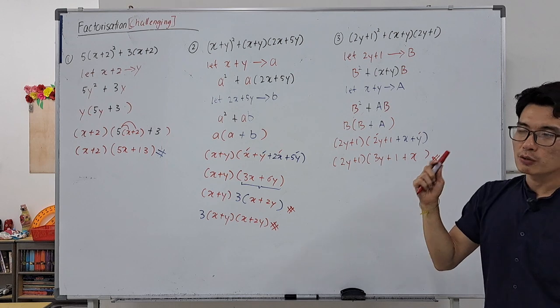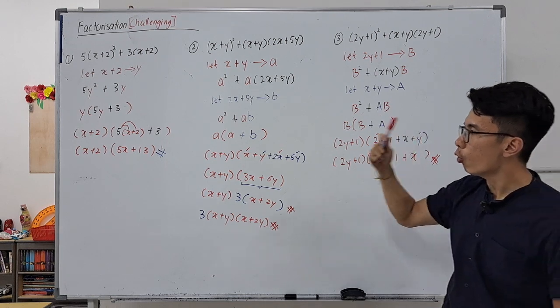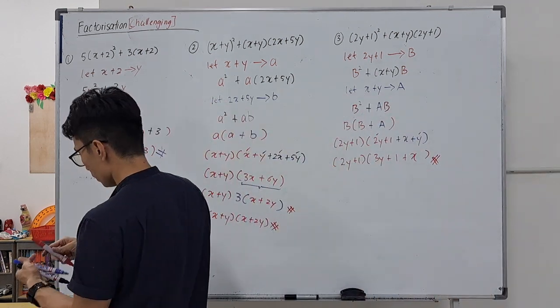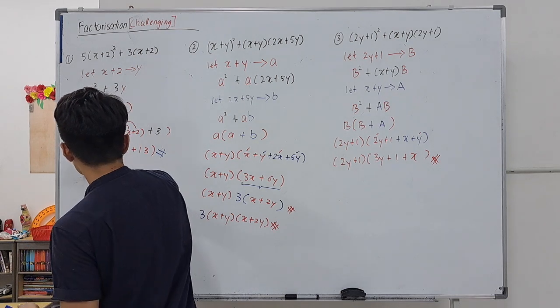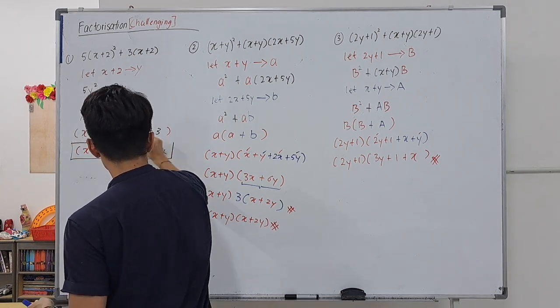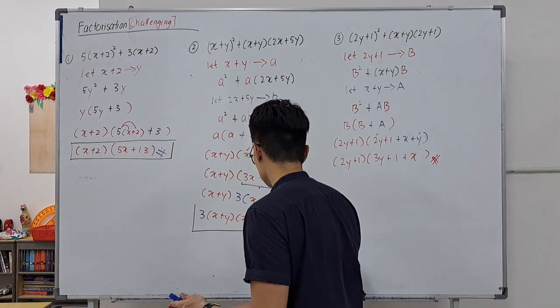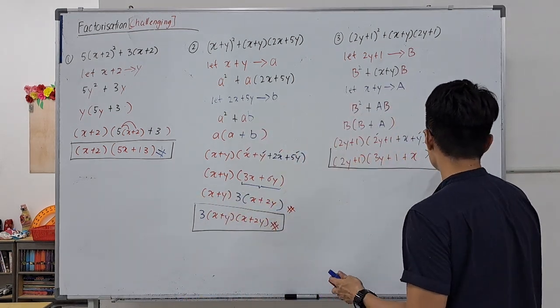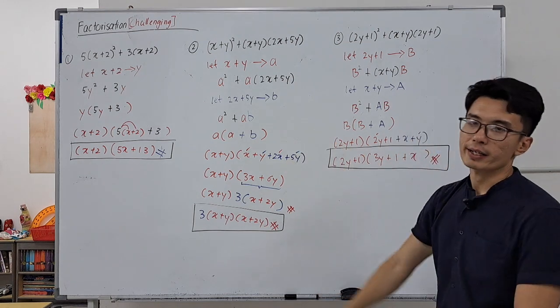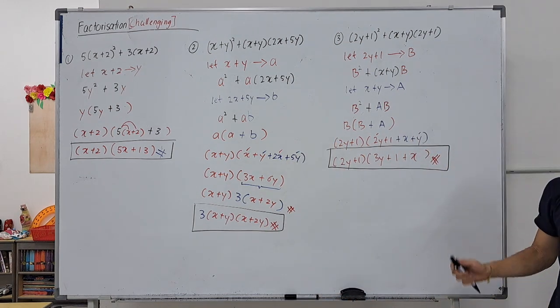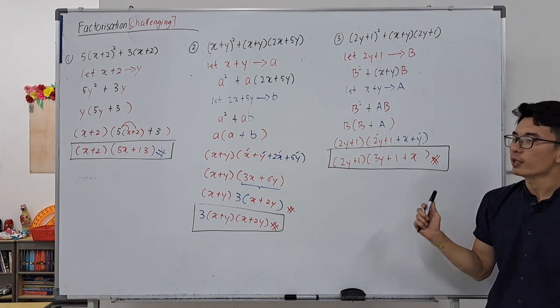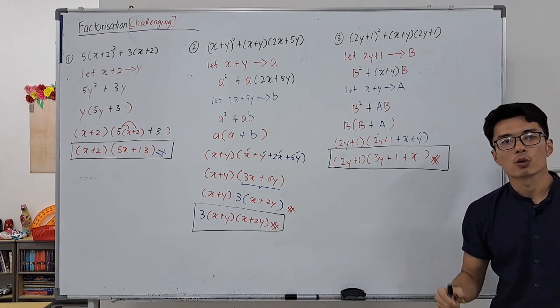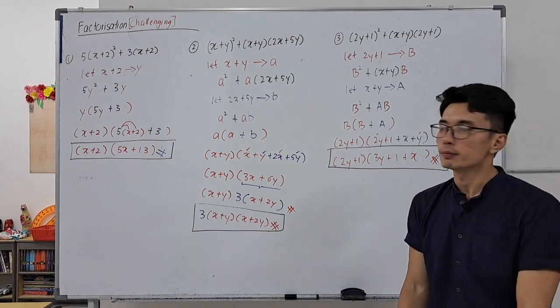Okay, so again, if you notice factorizing, what I do, all my final answers. So these are all my final answers. What do you notice? All of them have brackets. Do you notice that? All of them have brackets. So that's what's going to happen when you factorize an expression.